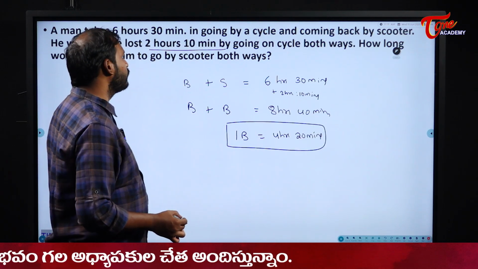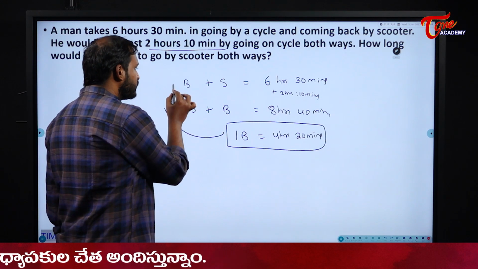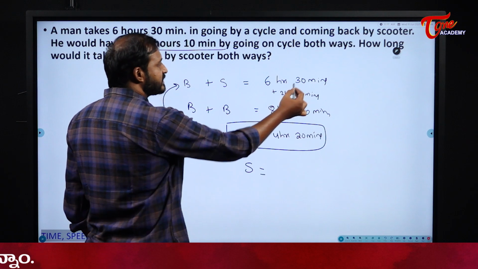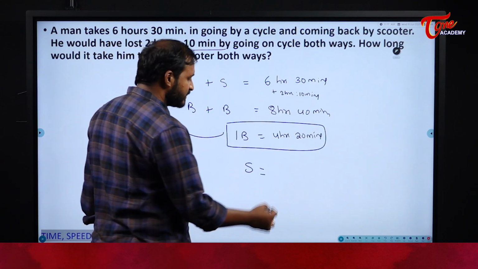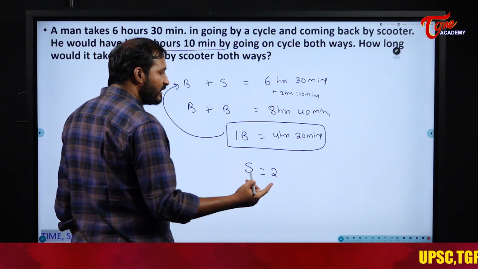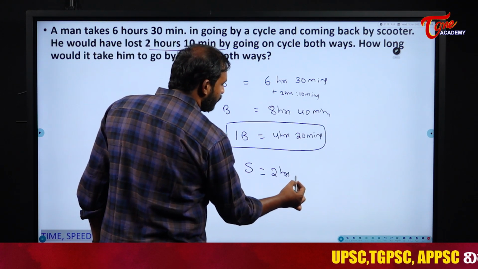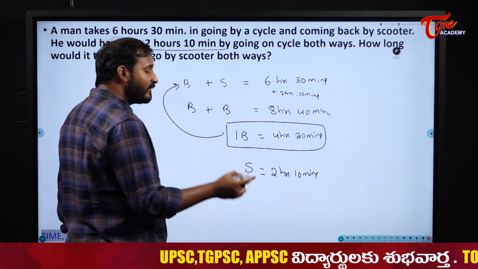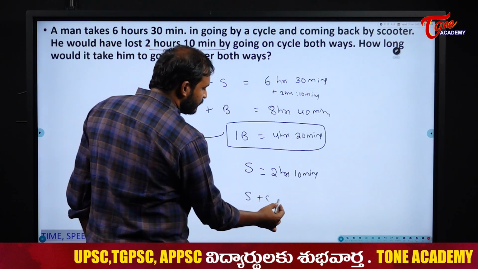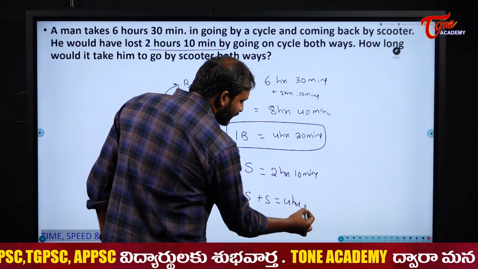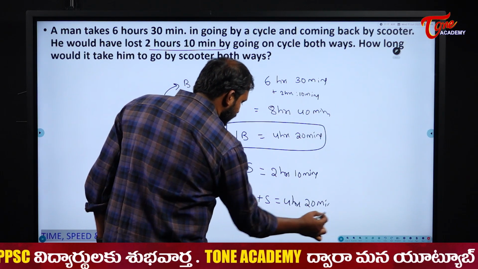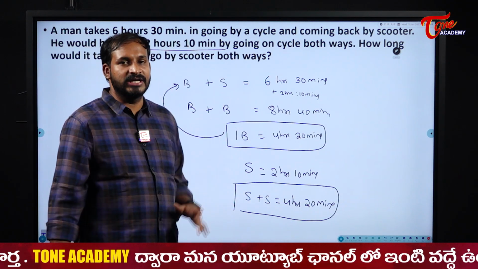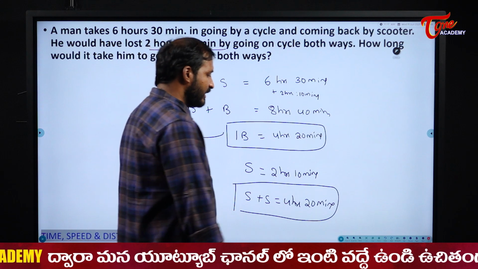How long would it take him to go by scooter both the ways? Now see here, I will substitute this one here. So if I substitute here, what is the scooter time? I will get 6 hours 30 minutes minus 4 hours 20 minutes. That means to go on scooter one way, he will take how much time? 2 hours 10 minutes. Now to go both the ways on scooters, scooter plus scooter, he will take 4 hours 20 minutes. So our answer here is 4 hours 20 minutes. A simple question. You just need to understand the concept. That's it. Okay. Next one.